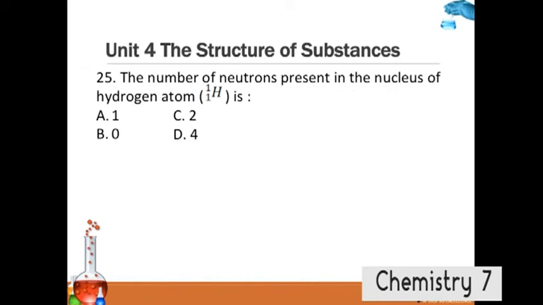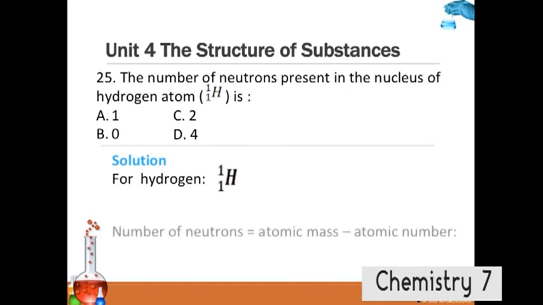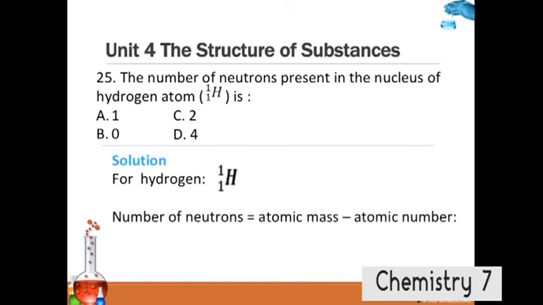The number of neutrons present in the nucleus of a hydrogen atom is 1, 0, 2, or 4? In hydrogen, the number of neutrons is the atomic mass minus the atomic number. N equals A minus Z. So the number of neutrons in hydrogen is 1 minus 1 equals 0. The answer is B, 0.